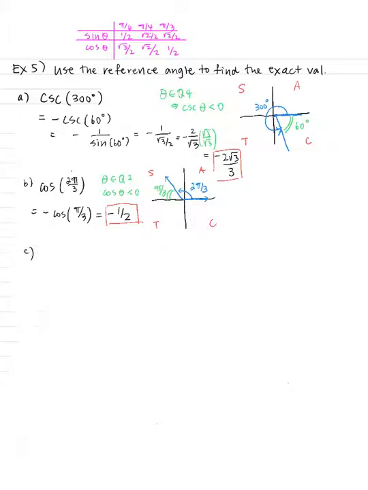All right, so let's go with C. Let's do tangent of 14 pi over 3. Look at it, it's 14 pi over 3, right? So you should guess the reference angle is going to be pi over 3. But you're still going to have to determine which quadrant the angle lies in. So let's do this.